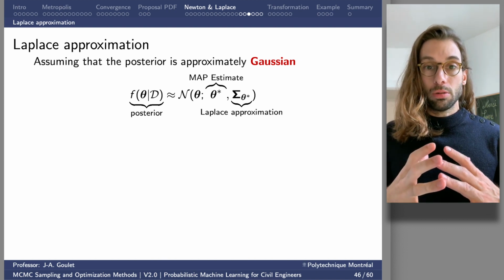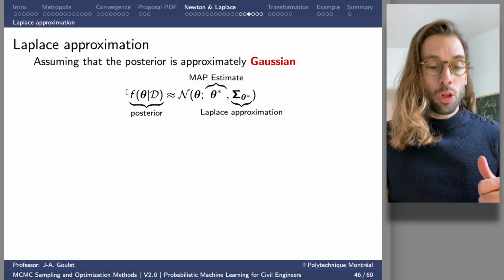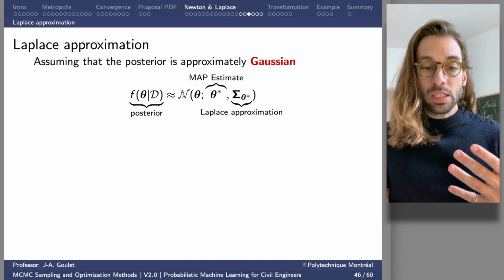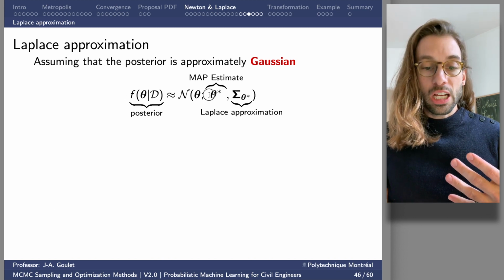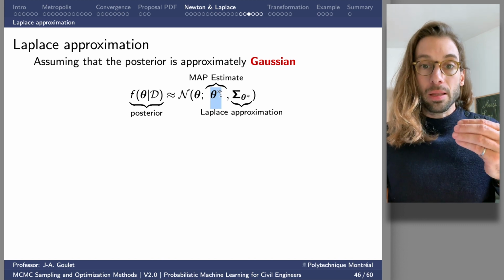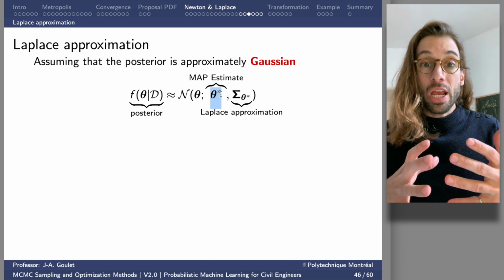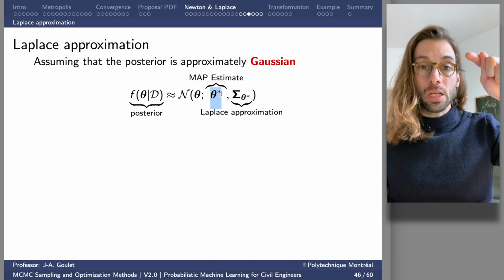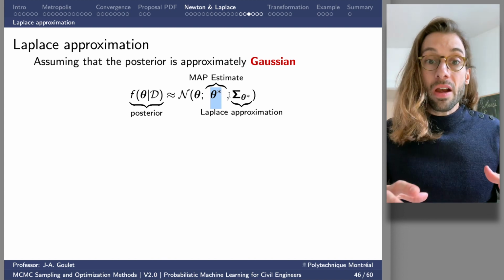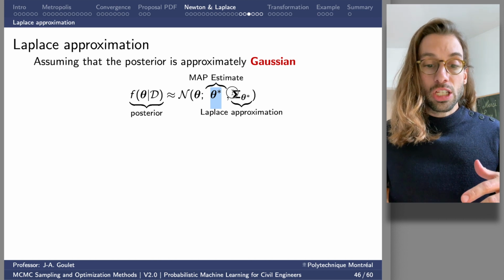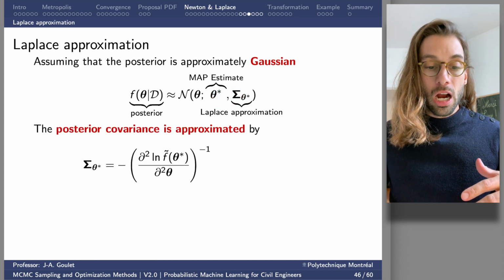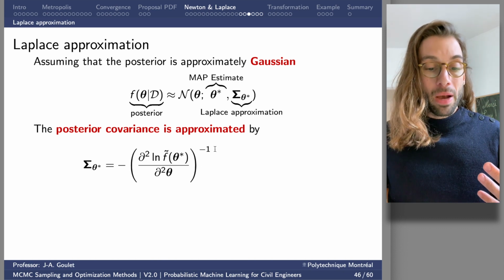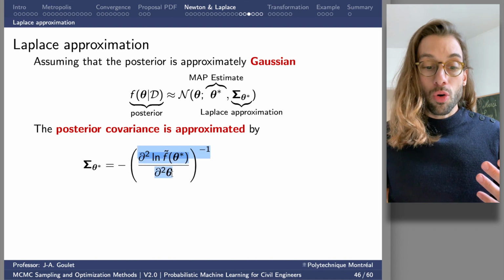With the Laplace approximation, we make the hypothesis that our posterior is going to be Gaussian. So we say my full posterior is going to be approximately a normal, where the expected value is going to be our max or MAP estimate. So we use a gradient descent algorithm to find the max of our unnormalized posterior. And then we say the covariance at that location is going to be described by sigma theta star, where sigma is characterized by the inverse of the negative of my second order derivative.